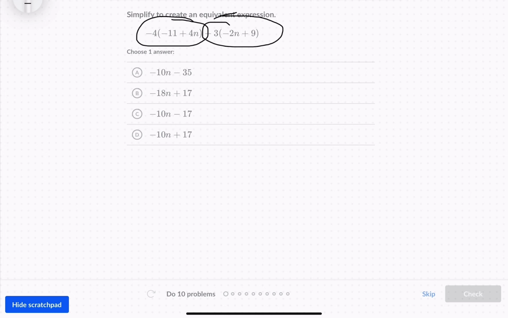-4 times -11, so we're using the distributive property. You have to multiply by everything in the parentheses. That's negative times a negative, which is a positive, 44. And then a negative times a positive is a negative. So -4 times plus 4n is equal to -16n.